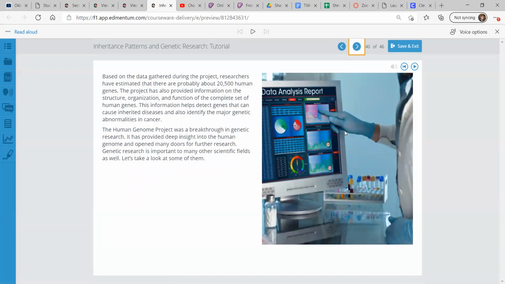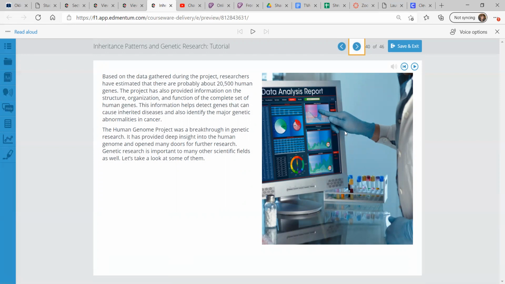Based on the data gathered during the project, researchers have estimated that there are probably about 20,500 human genes. The project has also provided information on the structure, organization, and function of the complete set of human genes. This information helps detect genes that can cause inherited diseases and also identify major genetic abnormalities in cancer. The Human Genome Project was a breakthrough in genetic research. It provided a lot of insight into the human genome and opened doors for further research.